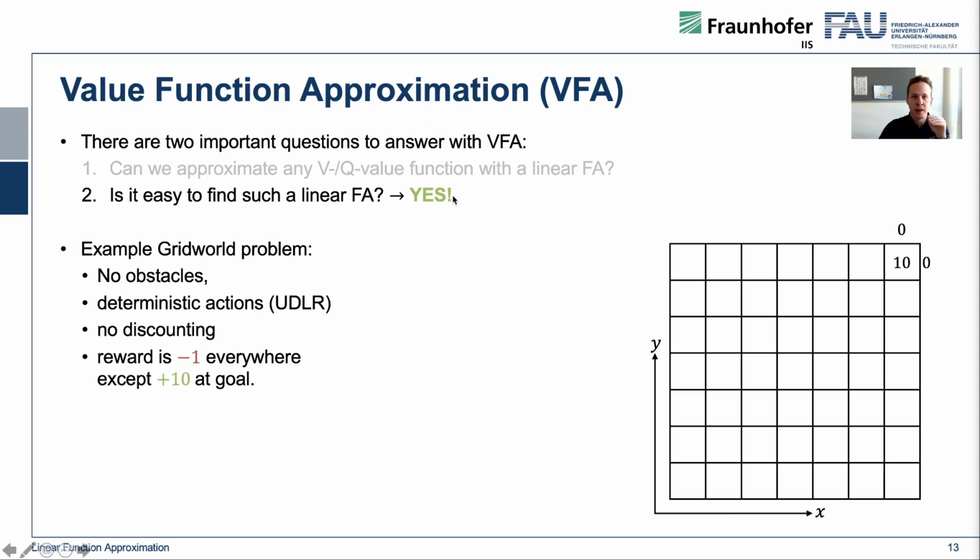The first answer is, I would say, yes it is. Let's now assume an example grid world problem. You are somewhere in the grid world and there are no obstacles in it. You can do deterministic actions: up, down, left, or right. There's no discounting and you get a -1 reward everywhere except +10 in the goal state. This is the 0, 0 point, and X and Y go in that direction. And the question is now, how can you find a linear function approximator that approximates the value function well?